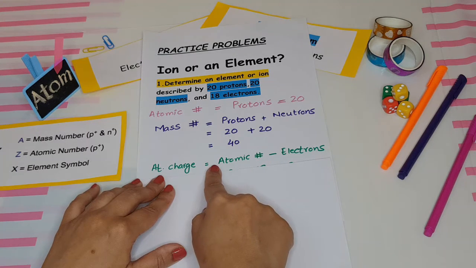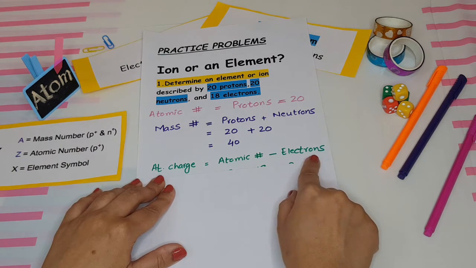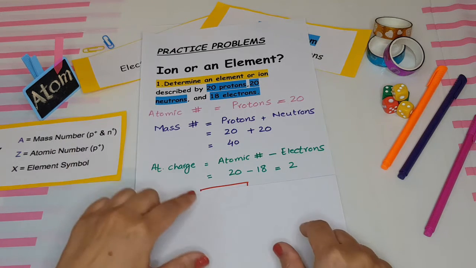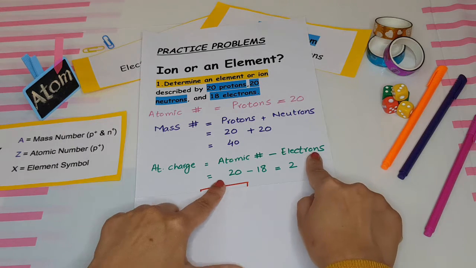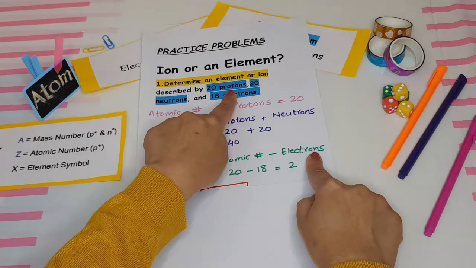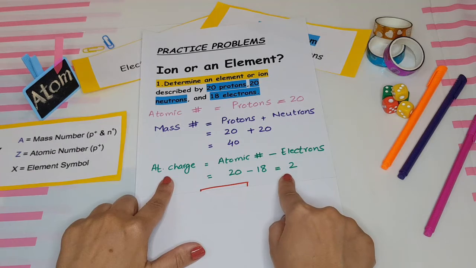To figure out the atomic charge, we are going to use the same equation, which is atomic charge equals atomic number minus number of electrons. In our case, we have atomic number 20 and electrons 18, which are given in the problem. We have found that the atomic charge is positive 2.